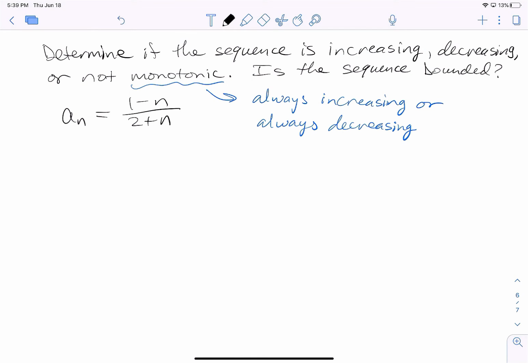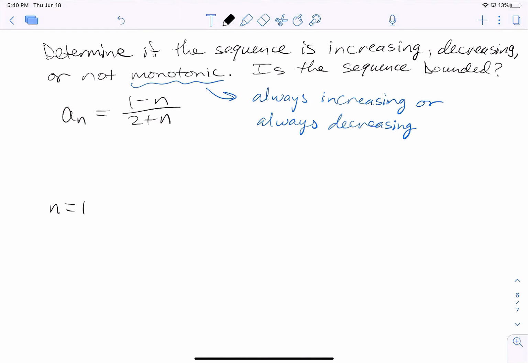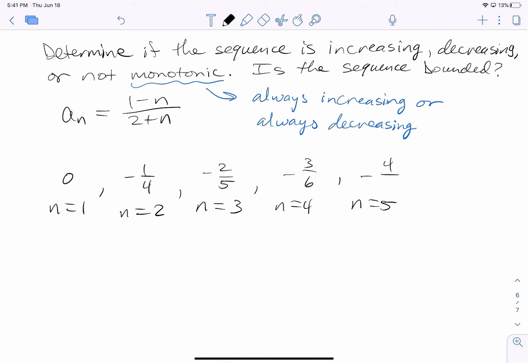Monotonic means always increasing or always decreasing. As part of our exploration, let's write out a few terms of this sequence. If n is equal to 1, our first term, it's going to be 0. If n is equal to 2, we get the value of negative 1/4. Whoops, I put the negative sign in the wrong place. If n is equal to 3, we have a value of negative 2/5. If n is equal to 4, we have the value of negative 3/6. That reduces to 1/2, but I'd rather see the pattern here. If n is equal to 5, then our value is equal to negative 4/7.